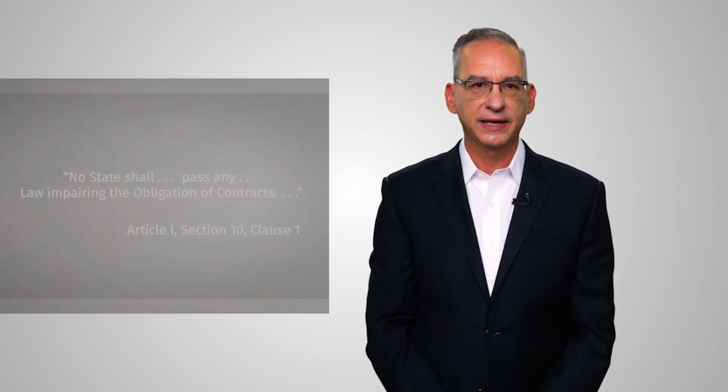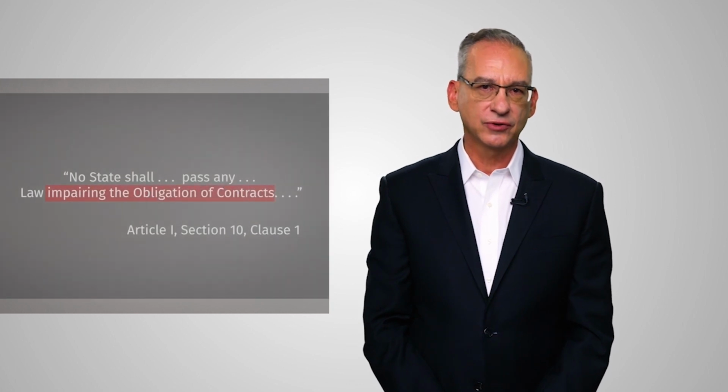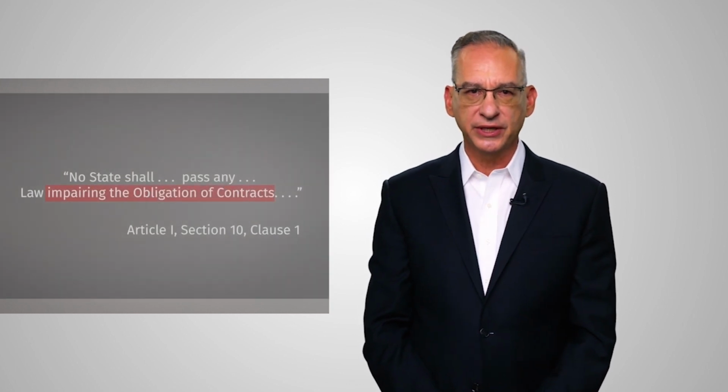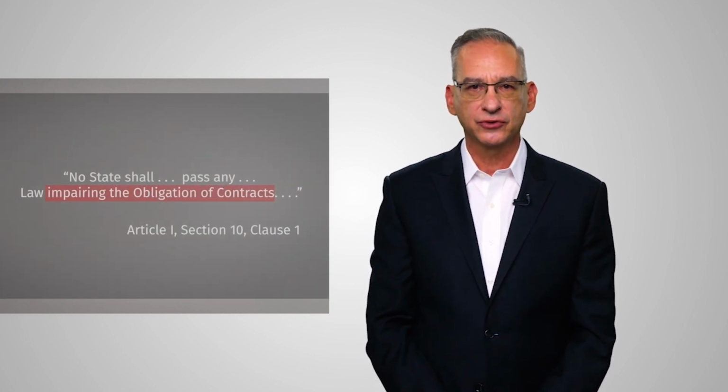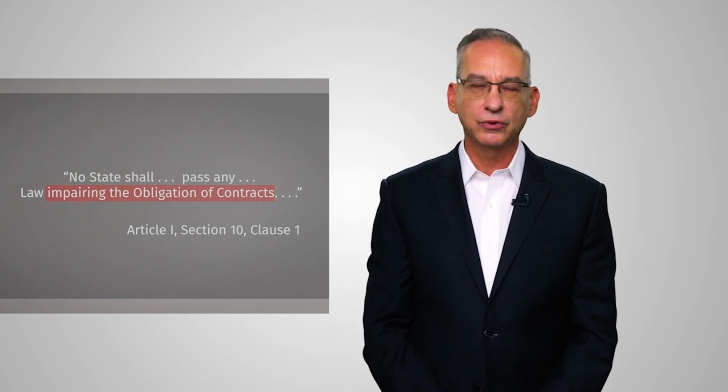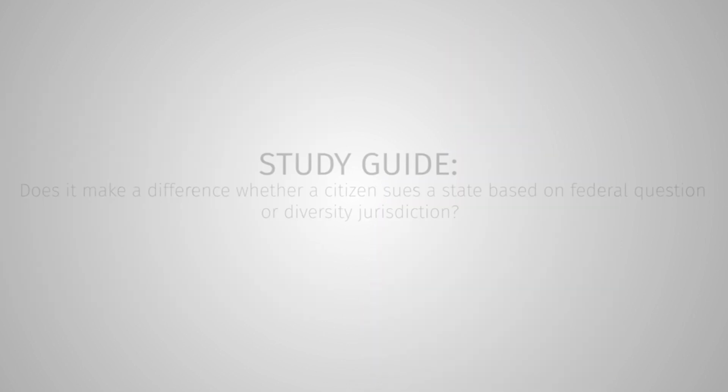Following the end of the Reconstruction era, the state of Louisiana failed to pay interest on certain bonds. Hans, a citizen of Louisiana, sued Louisiana in federal court. He claimed that the state had violated the Contracts Clause, which forbids a state from impairing the obligation of a contract, thereby giving rise to a federal question. Study guide. Does it make a difference whether a citizen sues a state based on federal question jurisdiction or on diversity jurisdiction?